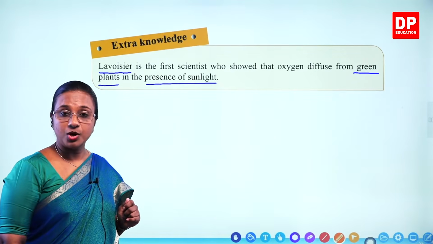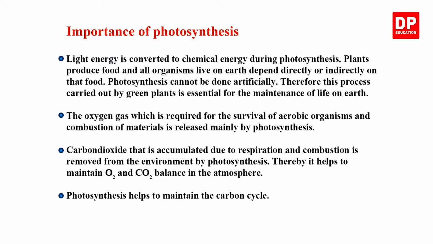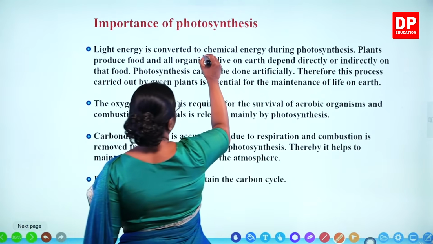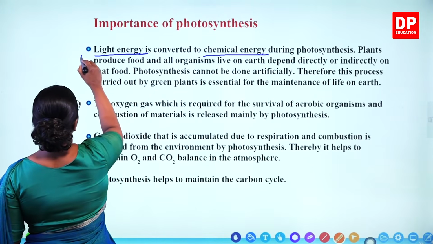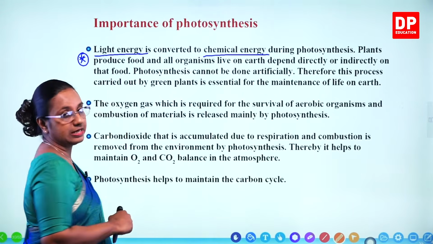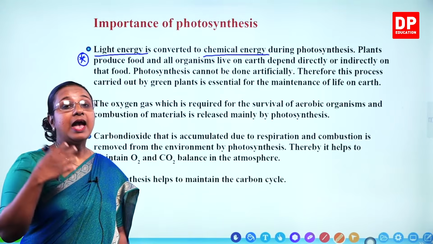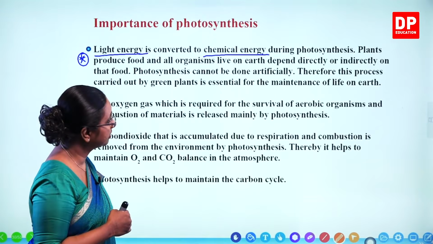Now we will move on to the importance of photosynthesis. Light energy is converted to chemical energy during photosynthesis. So this is something very important. Light energy is converted to chemical energy. We get light energy from the sun, and the glucose produced is in the form of chemical energy.